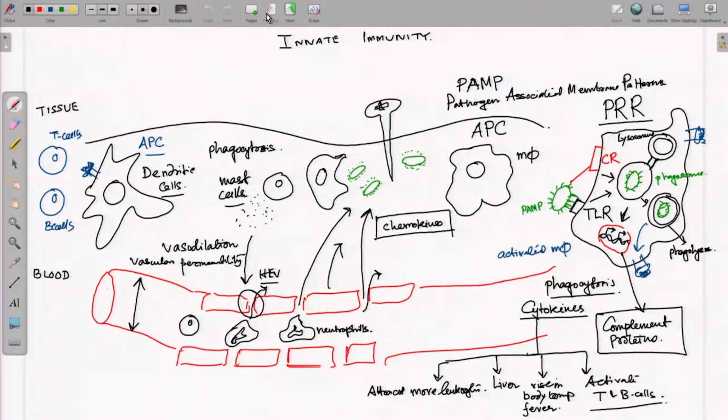Okay, so welcome to lecture 7 of our immunology lectures. In the last class we discussed the innate immune system, and if you remember the picture from last time, we discussed how the immediate response to a foreign invasion is initiated by the innate immune system.